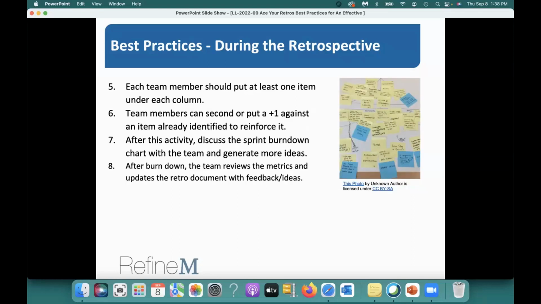Okay, now this is the second part. Each team member should put at least one item under each column that I was mentioning. Team members can second or put a +1 against an item already identified, right? Normally, when people write sticky notes, as a facilitator, I will go and combine the similar things together. Maybe there are 4 stickies saying the same thing in different words, so we put all those 4 stickies together. Now, if there is a document and somebody has already written a line, you say, oh, this is what I was also thinking, and put a +1 there. So that reinforces that multiple people are saying the same thing.